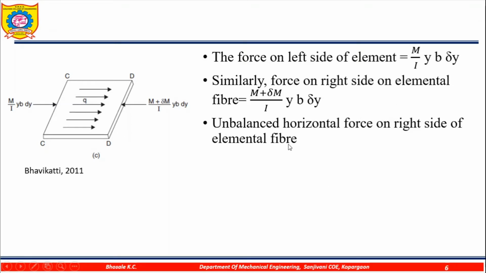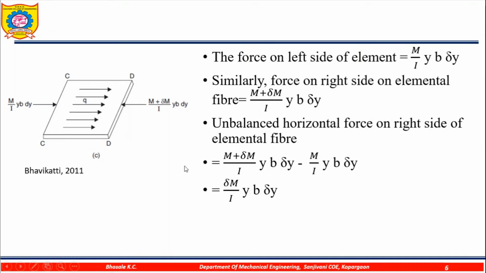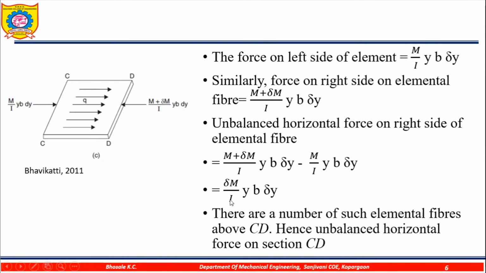So there is an unbalance. Here the force is M upon I into y into b into dy, but the force at this side will be somewhat different, M plus delta M upon I into y into b into dy. So we have to find out the unbalanced force. That will be equal to delta M upon I into y into b into dy. There are a number of such elemental fibers above section CD, so there is an unbalanced horizontal force on the section CD to determine.